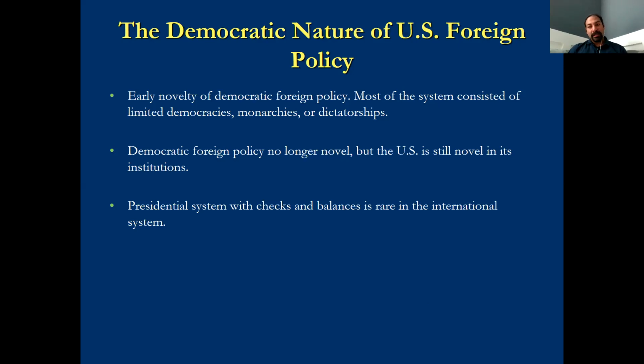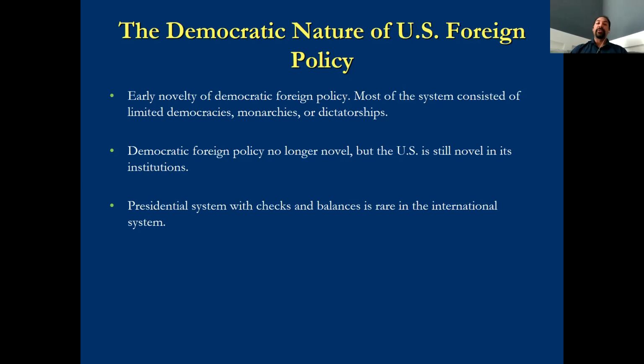But regardless of that, the idea that ordinary people had influence over any foreign policy, that was seen as something that was dangerous. Now, that's no longer novel, right? The idea of public opinion, public influence over foreign policy, that's not novel.